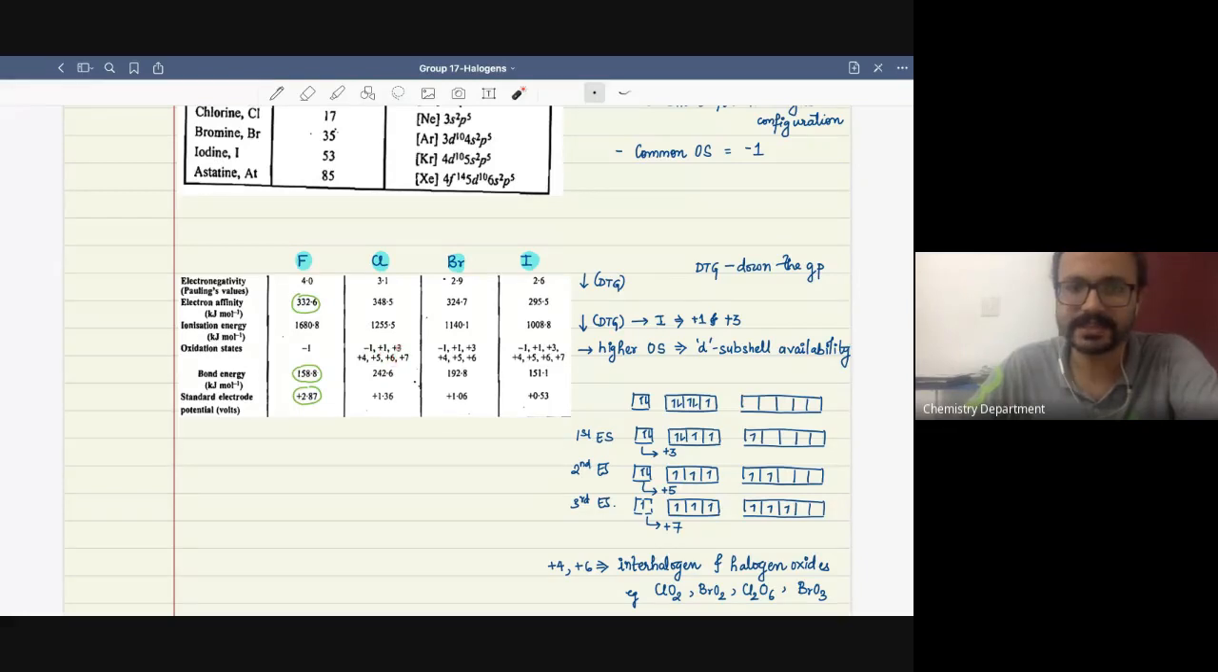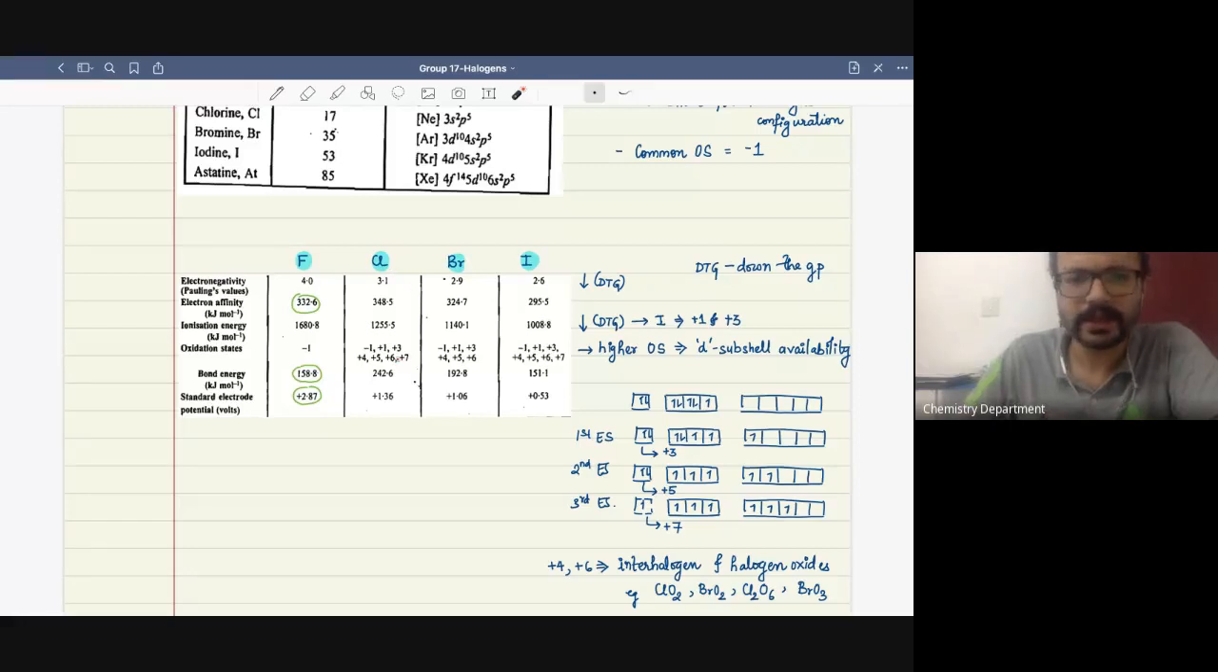The other oxidation states of +3, +5, and +7 are basically the oxidation states that these elements form when they form covalent compounds. Okay, so these are covalent oxidation states, which are formed as a result of covalent compounds being formed when these elements react with the other atoms.